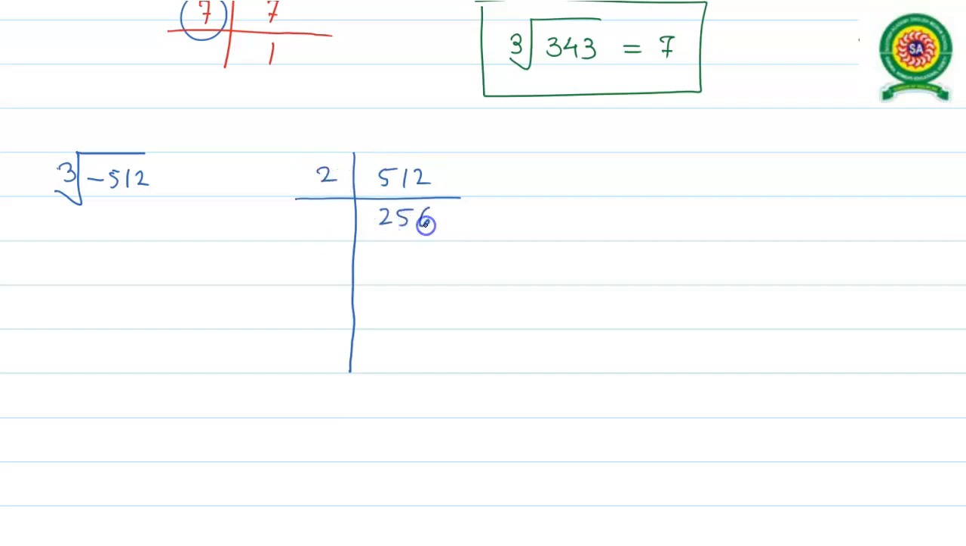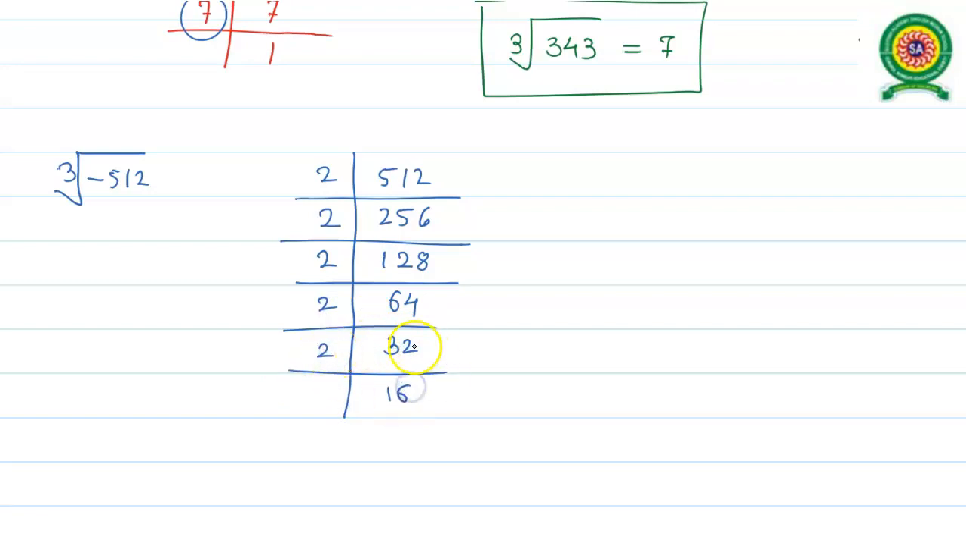256 twos are 512. Next, again 256 is divisible by 2. 2 ones are 2, 2 twos are 4, remainder is 1, generates 16. 2 eights are 16. 128 twos are 256. Now 64 twos are 128. Next, 32 twos are 64. 16 twos are 32. Then 2 eights are 16. 2 fours are 8. 2 twos are 4.